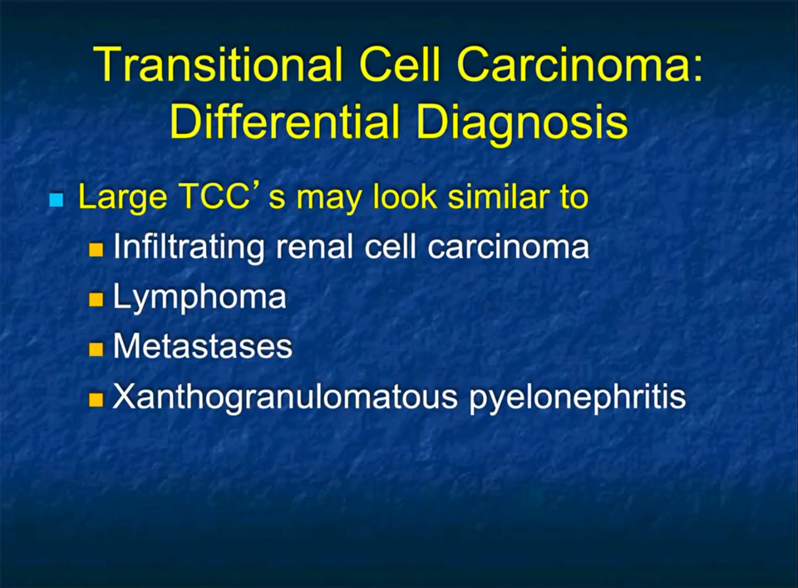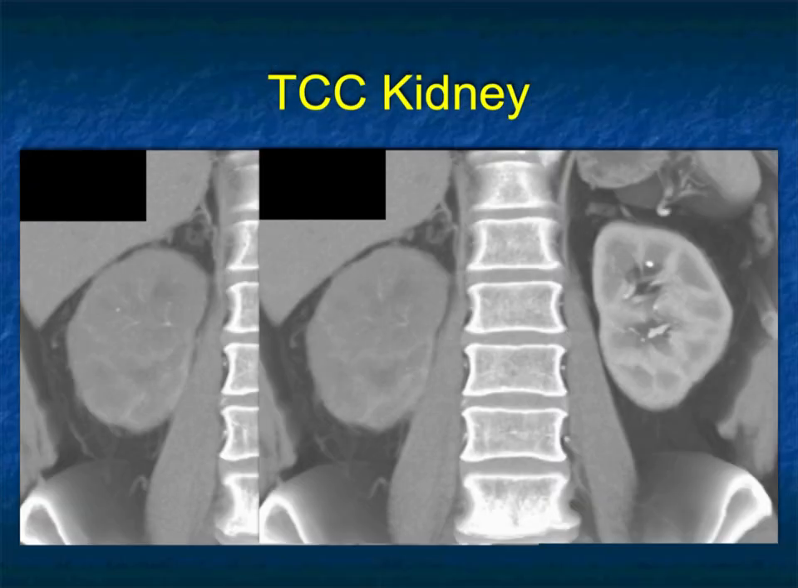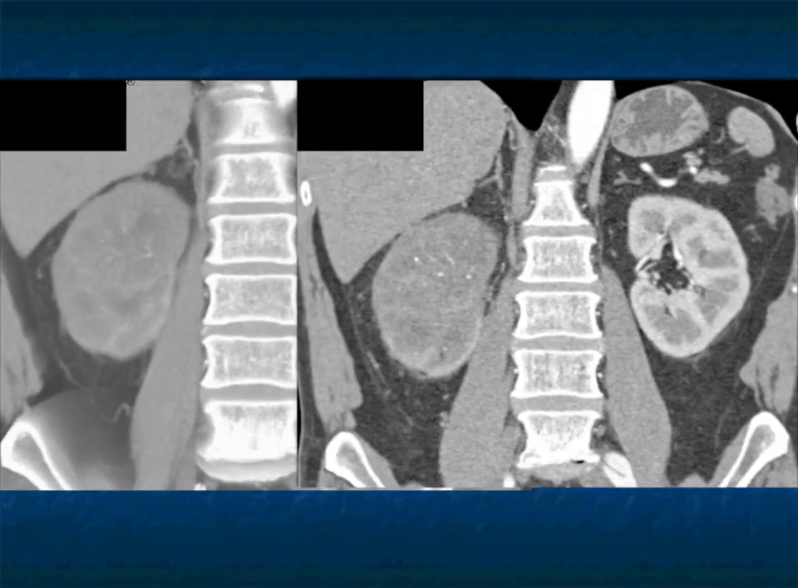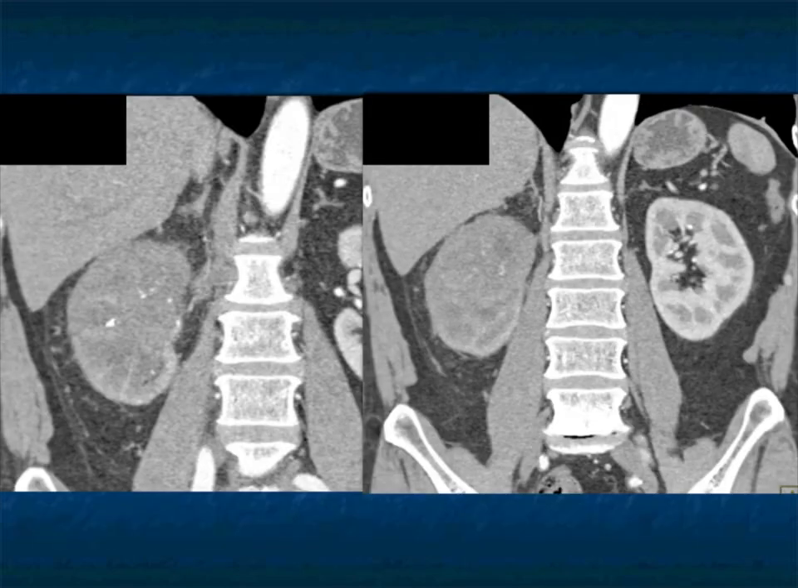And I mentioned last time, the very last thing I said was that large TCCs can be somewhat challenging because they do look like infiltrating renal cell carcinomas or even lymphoma, and occasionally METs or even XGP. Here's a good example of an infiltrating tumor in the right kidney. Could be a renal cell, though I might go with lymphoma, but you gotta throw in there infection, and you gotta think TCC.